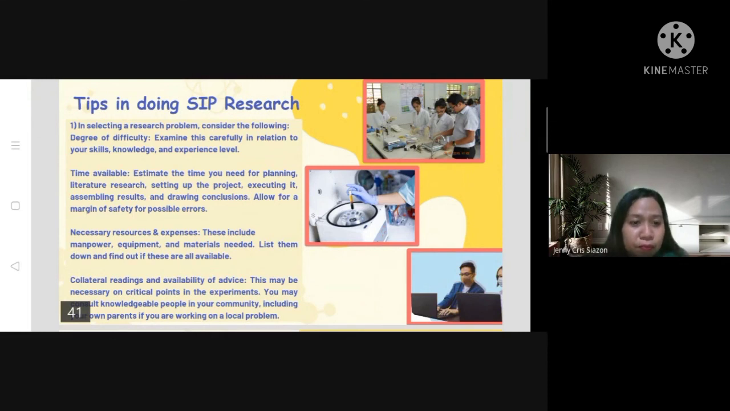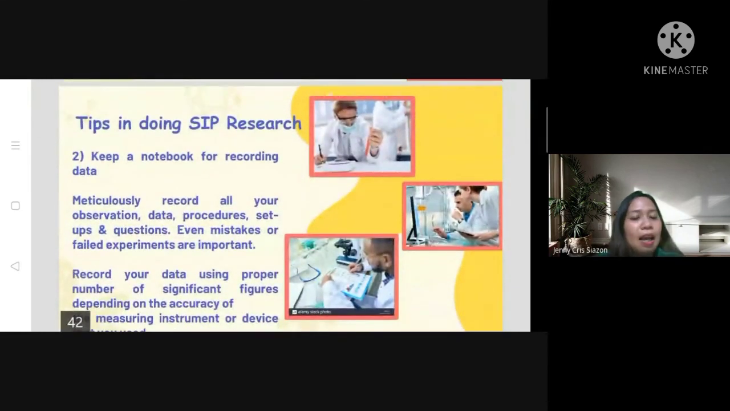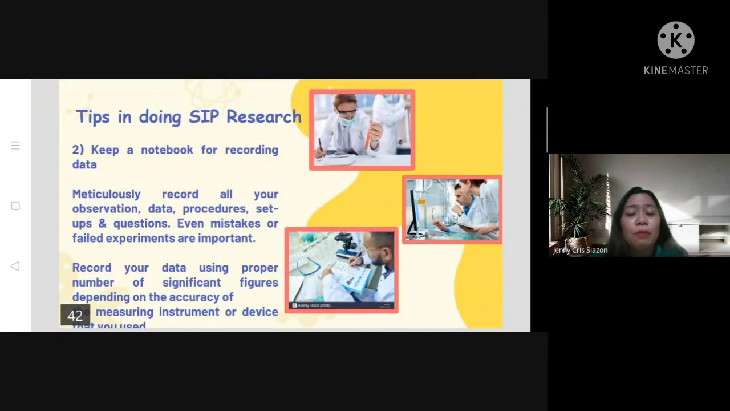Napaka-importante nun. And then you have to keep a notebook for you when you are doing your experiments kasi that is for your recording of data. Okay? Napaka-importante po nun. No? That is your that will be used for your recording of data. Dapat lagi mong meron kang notebook sa iyong sarili. You have to meticulously record all your observations, data procedures, setups, questions, even mistakes or failed experiments are important. No? Kasama po yun, yung mga mistakes na mangyayari.